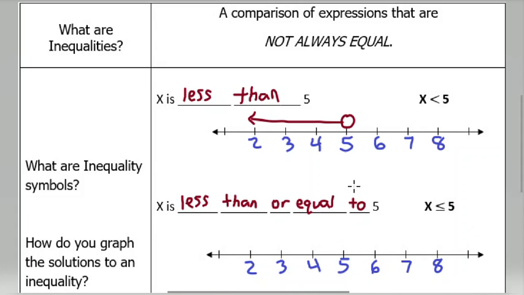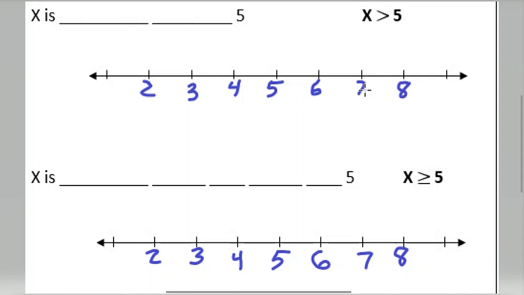So the way we show the difference between this one and this one on a number line is we put a circle above 5, but to show that it could be 5 is we fill in that circle. And then it says less than, so we point the arrow towards the numbers that are less than. So less than or equal to 5 on a number line looks like this. The filled in circle shows that it could be 5, but it could also be any number that's smaller than it.